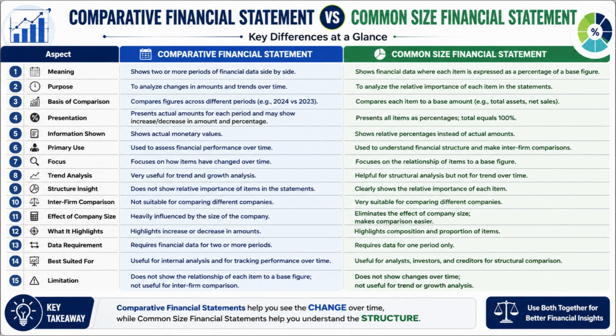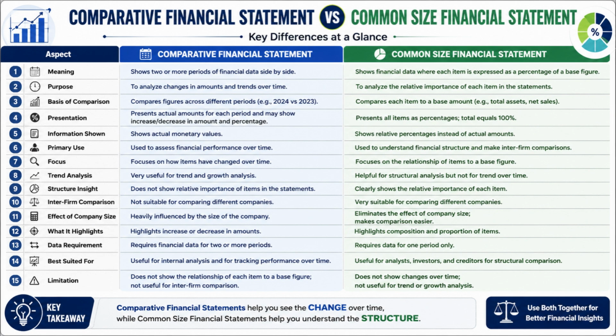Number 8. Comparative financial statement is useful for measuring company growth, whereas common size financial statement is useful for evaluating financial stability and structure. Number 9. Comparative financial statement is affected by company size, whereas common size financial statement removes the effect of company size for easier comparison. Number 10. Comparative financial statement is less suitable for inter-firm comparison, whereas common size financial statement is highly suitable for comparing different companies.